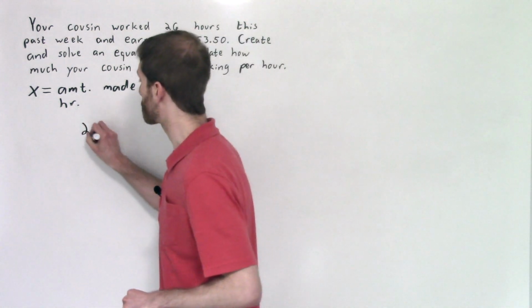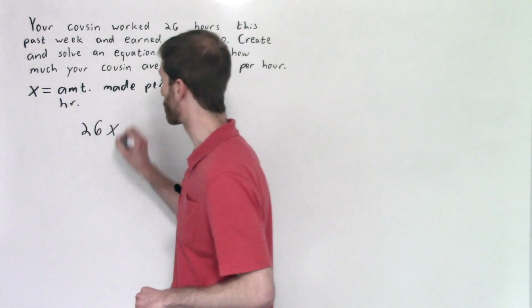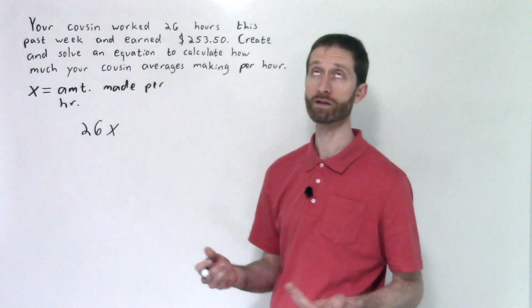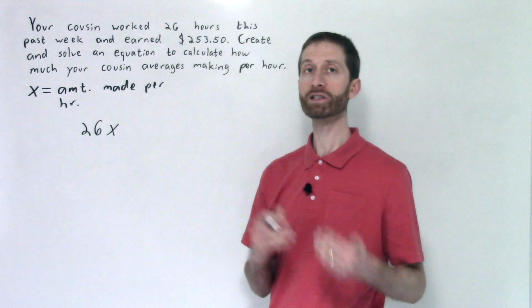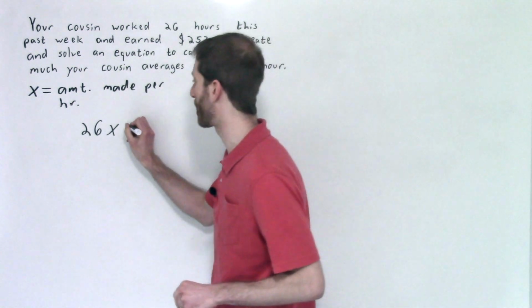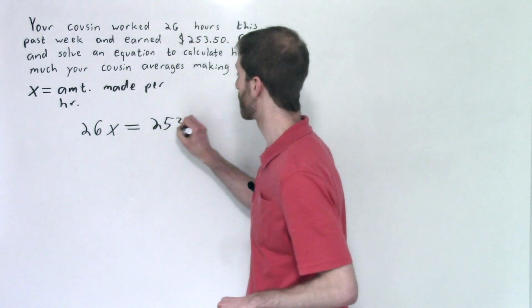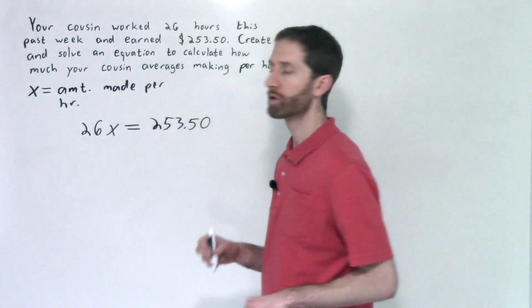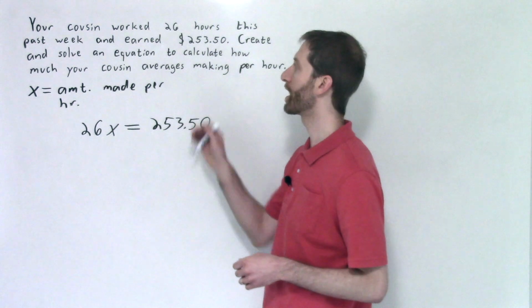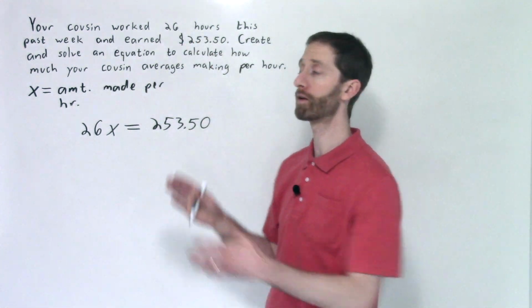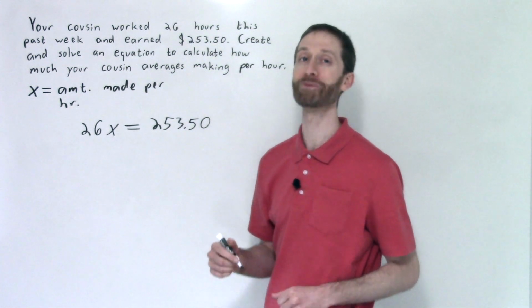And that is why the expression 26 times x, or 26x, will give us the total amount of money that your cousin earned. Wait a second. 26 times x is the total amount of money earned, which is equal to $253.50. So in doing our translation, we actually end up remolding those words to suit our needs to make for an easier translation. Pretty sweet.